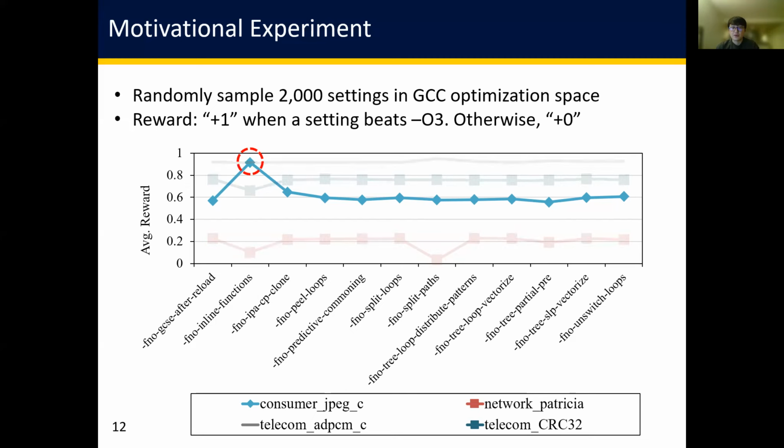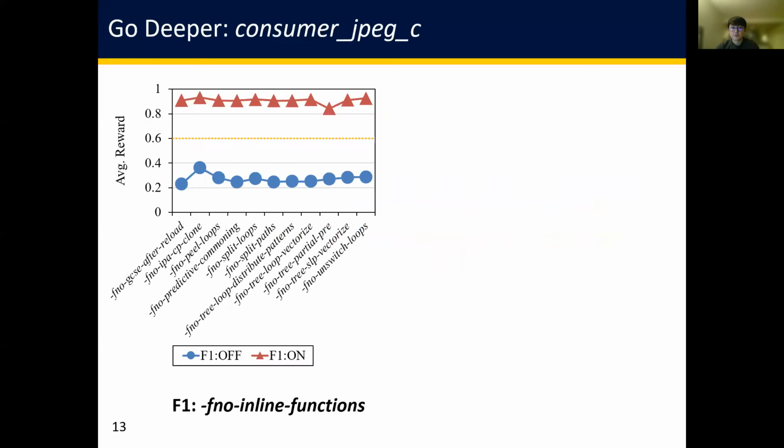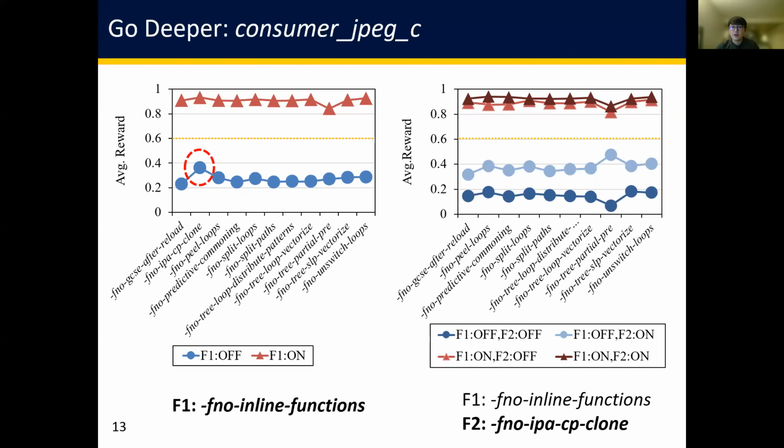So we examine further with a significant flag. This shows the average reward when function inlining is configured. With a right decision for a significant flag, the average reward, which is a probability to beat O3, can increase from 0.6 to 0.9. Then the next significant flag can be revealed.